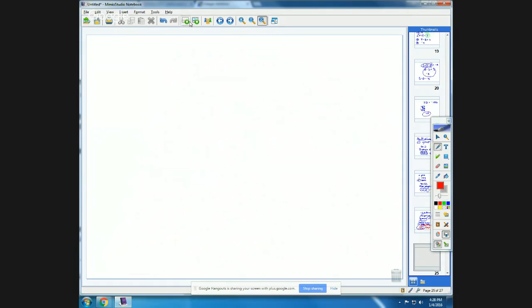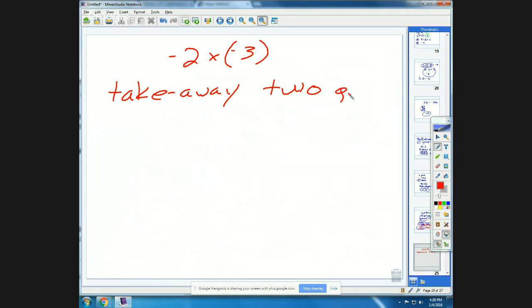Okay, so how about, let's try -2 times -3. How do I interpret the first negative again? Take away. Okay, so this literally means take away 2 groups of -3. And we're starting with nothing. So we have to create 2 groups of -3 out of nothing.